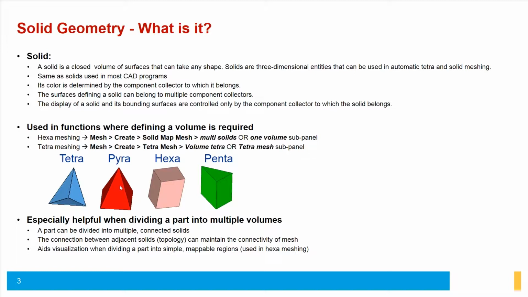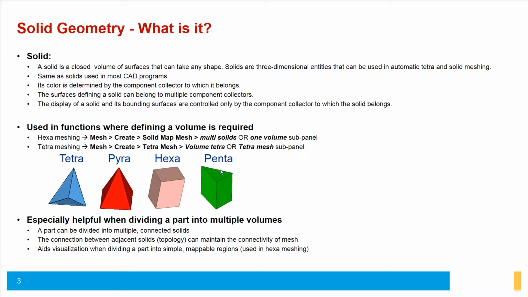Now, pyra elements and penta elements are more transition elements, where if you start with a hex mesh and you're moving on to a triangular mesh, then these elements are generated between the two to make that transition between the hex and the tet. So that's what those two elements are there for.